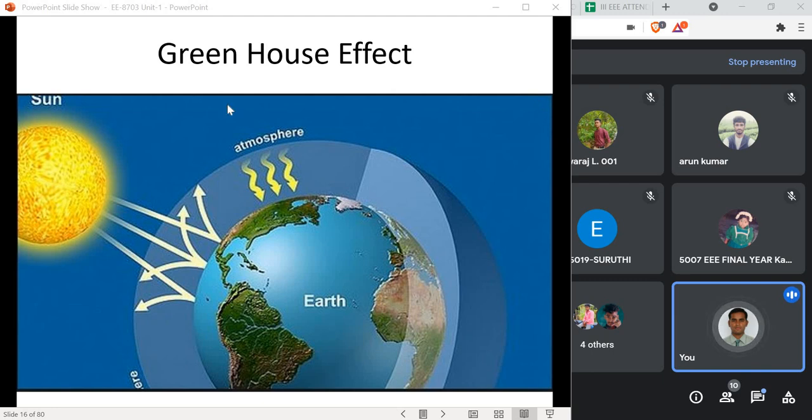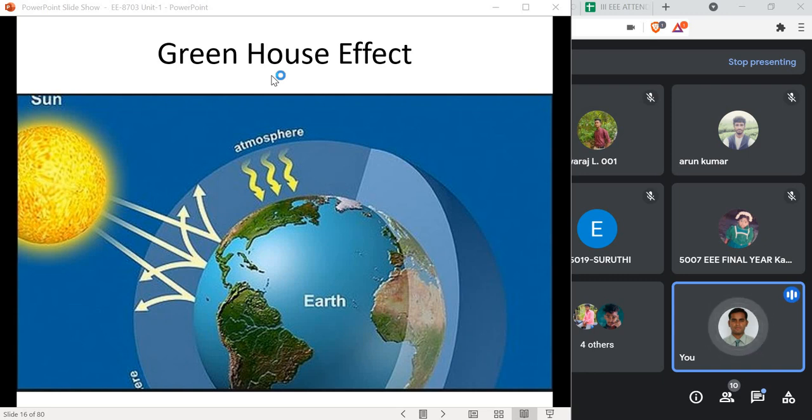Now we are going to discuss the greenhouse effect. So what is this greenhouse effect? We should know the impact of the greenhouse. What are the greenhouse gases, first of all? The greenhouse gases are what maintain the global warming.